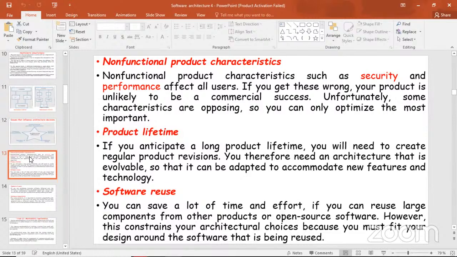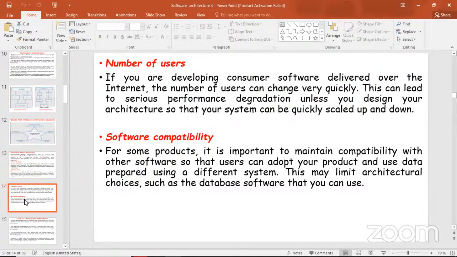I'm sure you are conversant with open source software, but the only disadvantage is that your architectural choices must fit around the software that is being reused. So you will not have the opportunity to be more creative in presenting a new architecture.